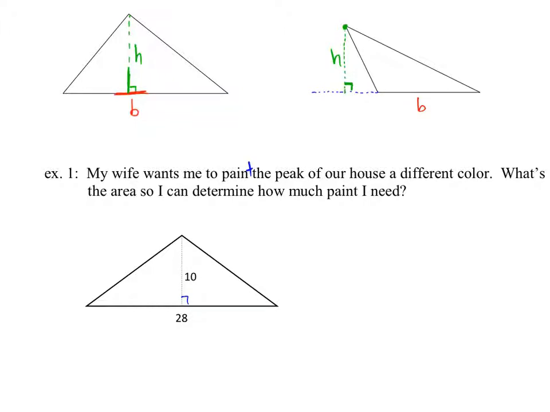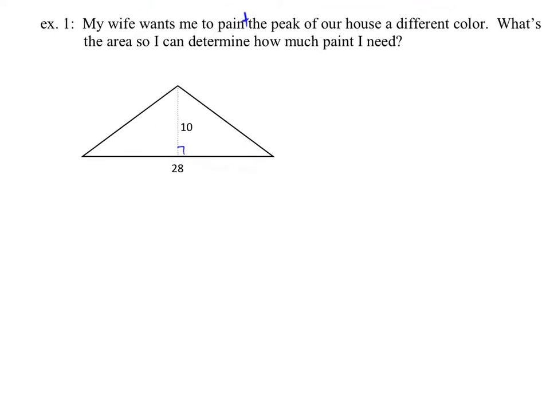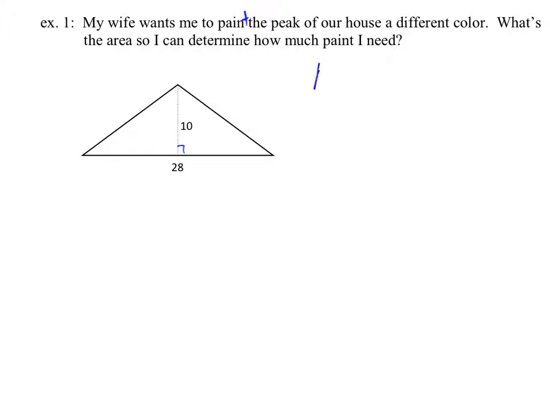What's the area so I can determine how much paint I need? So the dormer on my house, I'm going to say, is something like this. I have my 28 for the width across the bottom, 10 for my height. So first thing, because I'm going to show my work so my teacher can give me full credit, is to write capital A equals 1/2 times base times height. Nice. Yep, 1/2 times base times height.